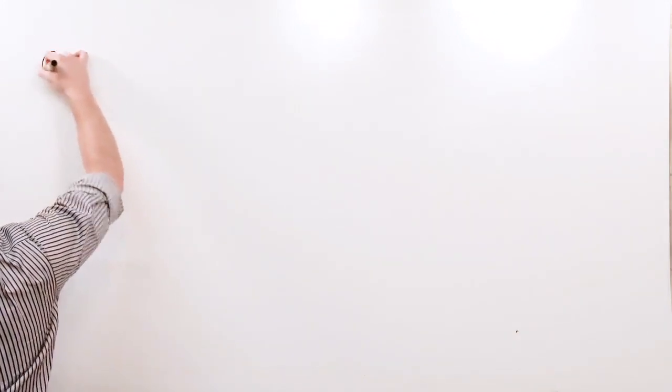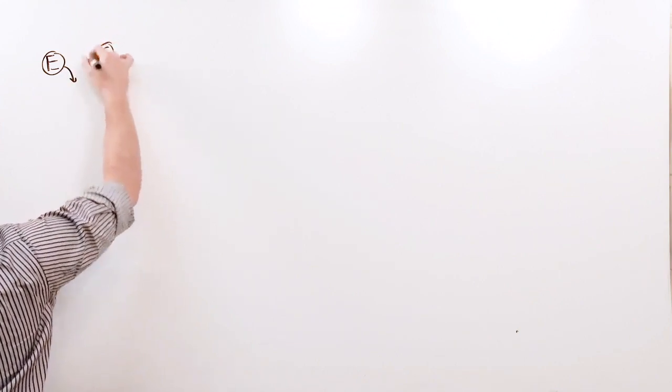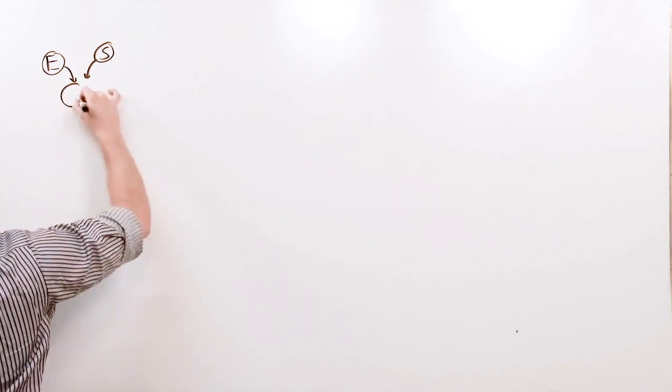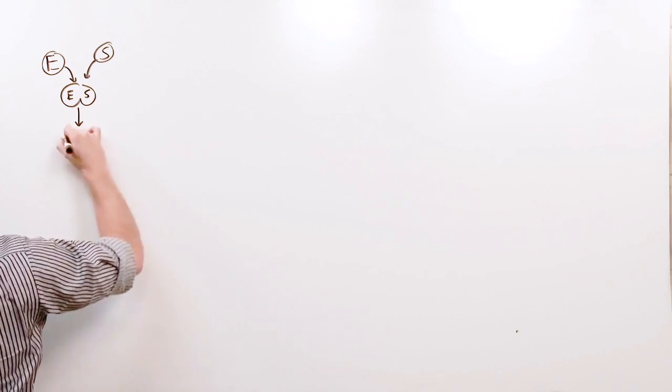To start, let's talk about a normal fertilization. In a normal fertilization, an egg with its full genetic complement is going to combine with the sperm with its genetic complement and form a normal zygote. Half egg, half sperm.